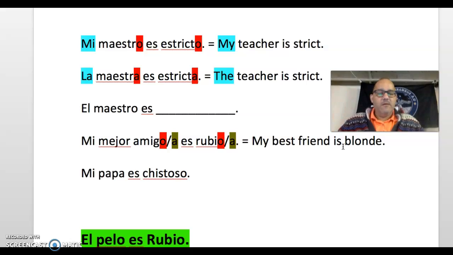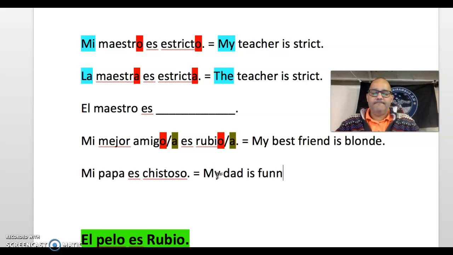That's what it means. But in Spanish, it has to match, depending on how the person identifies. If the person identifies as a boy, then you would use the adjective for a boy. If the person identifies as a girl, you use the adjective for a girl. "Mi papá es chistoso." Well, we know that one means my dad. My dad is funny. Just a nice simple example.